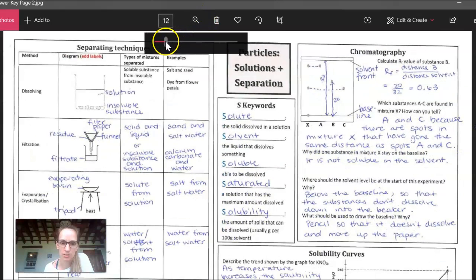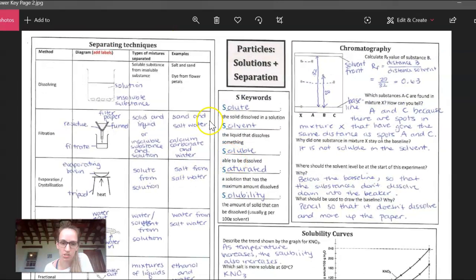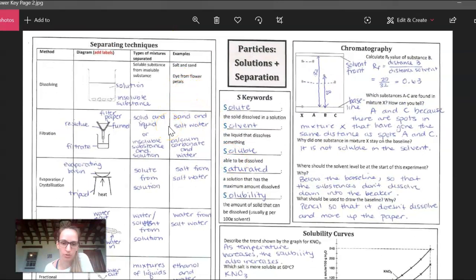All right, so that is a quick summary of solutions and separation, and you should now be ready for your multiple choice quiz.